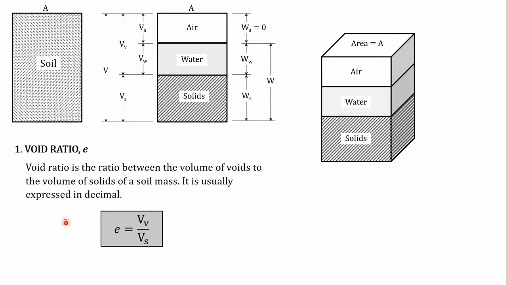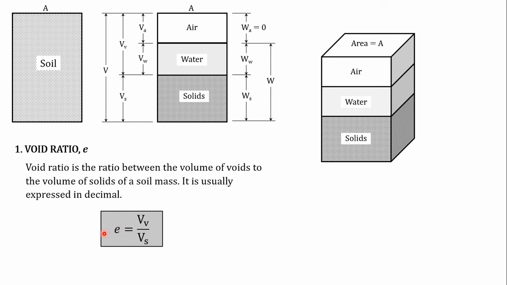In properties of soil, we have what we call volumetric ratios. There are four. First is void ratio. What is void ratio? Void ratio is the ratio between the volume of voids to the volume of solids of a soil mass. It is usually expressed in decimal. So, this is its formula: void ratio is equal to volume of voids over volume of solids, denoted as E.